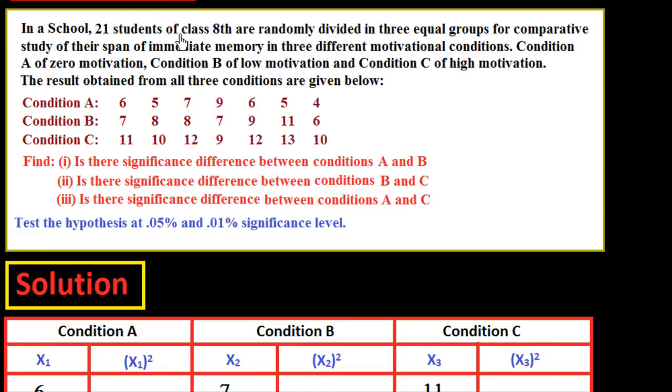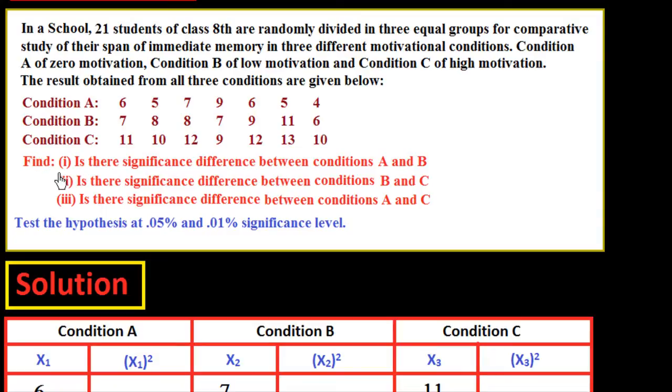First, read this question. In a school, 21 students of class 8 are randomly divided into 3 equal groups for a comparative study of their span of immediate memory in 3 different motivational conditions. Condition A of zero motivation, condition B of low motivation, and condition C of high motivation. The results obtained from all 3 conditions are given below. The results from condition A, condition B and condition C are given to us.